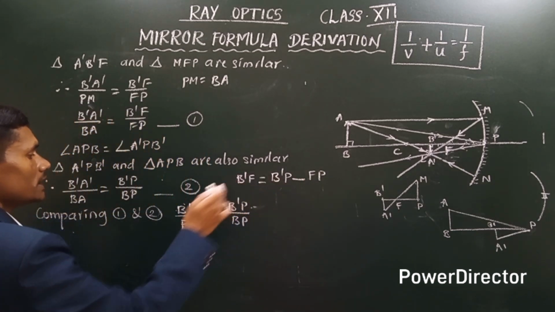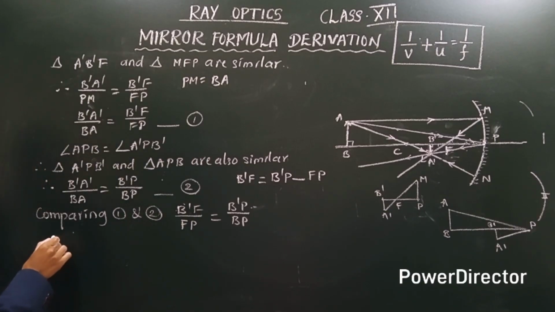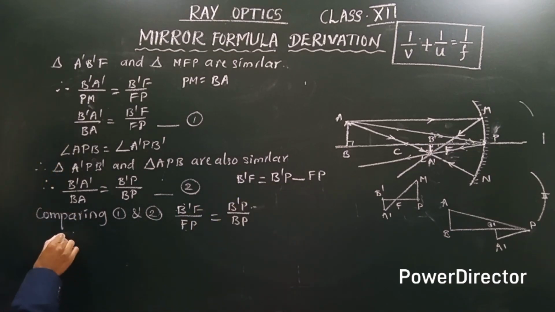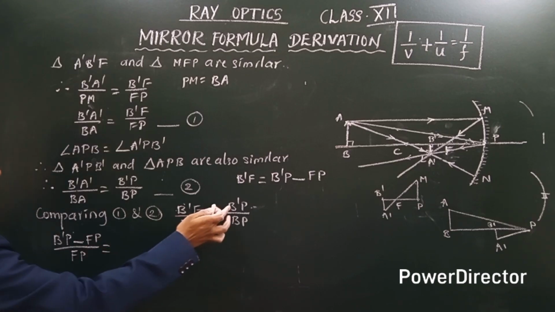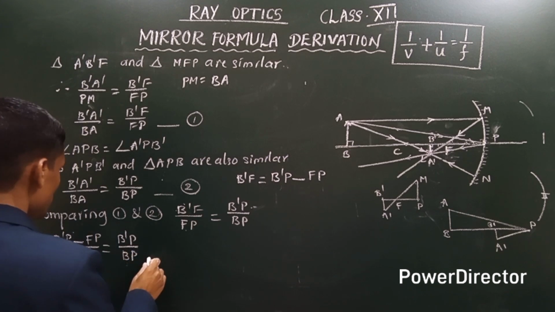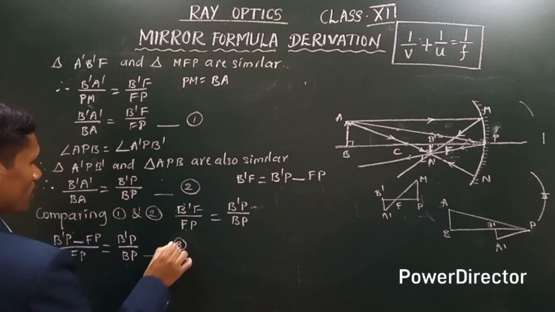Substituting this value in this equation, what does this become now? Instead of B dash F, we are writing this. So B dash P minus FP divided by FP, we are writing as it is, will be equal to B dash P upon BP, right? We got this. Now let us call this equation 3. If you want, you can call it that, no problem. Okay, equation 3 we can call.